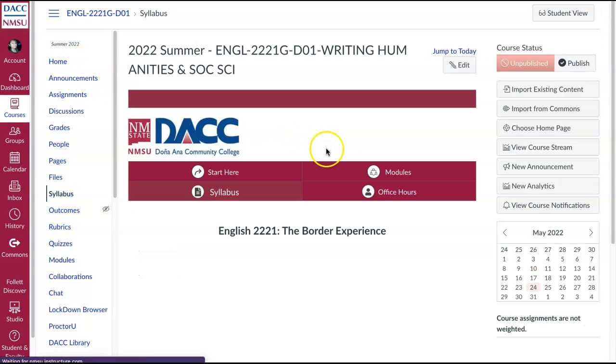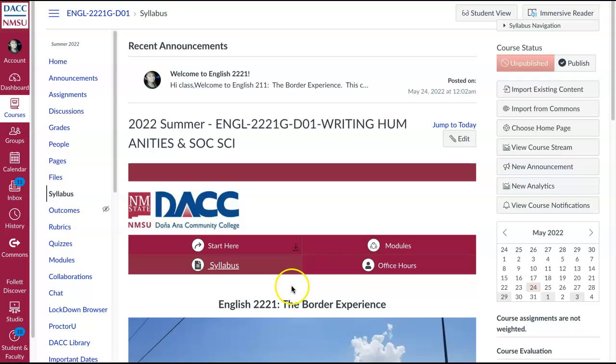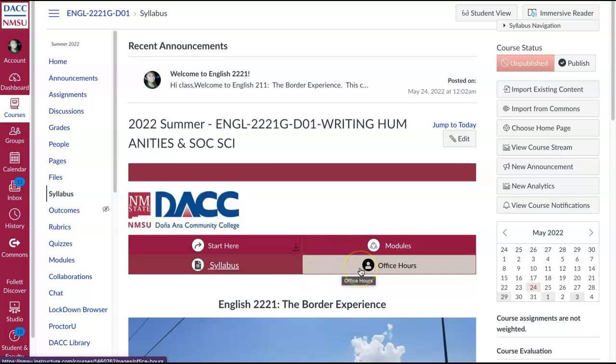Now let's go ahead and go to our home page. And something I do want to mention is that my office hours are available through Zoom. So the best way to contact me is through Canvas inbox if you have any questions. However, if you'd like to meet, contact me through email, and then we can set up a meeting during a time and day that works for both of us.